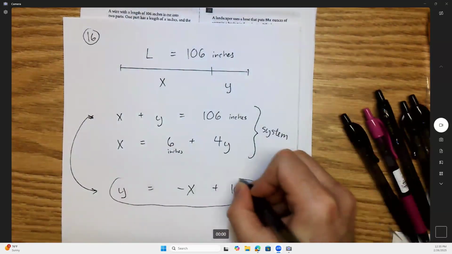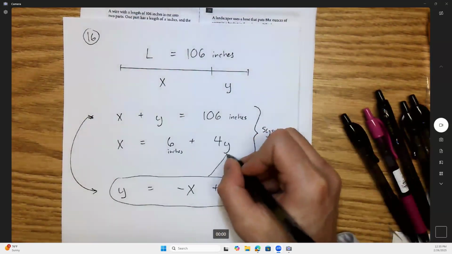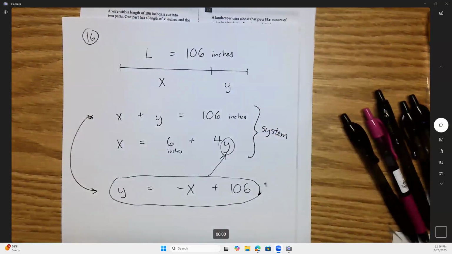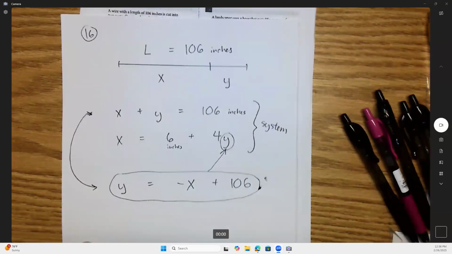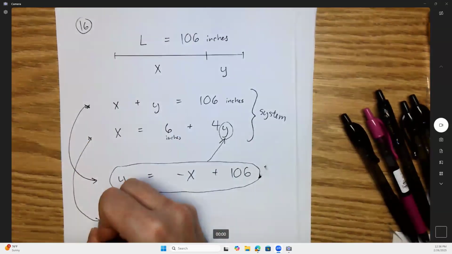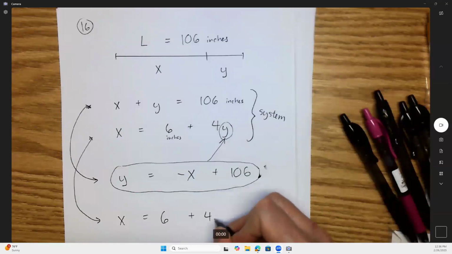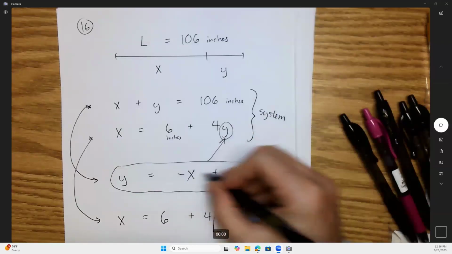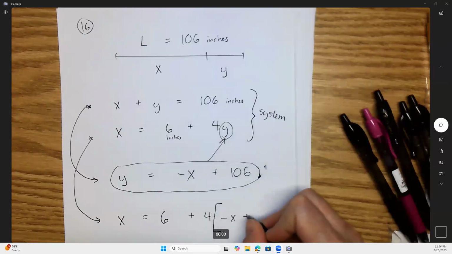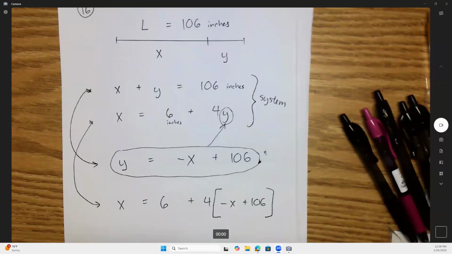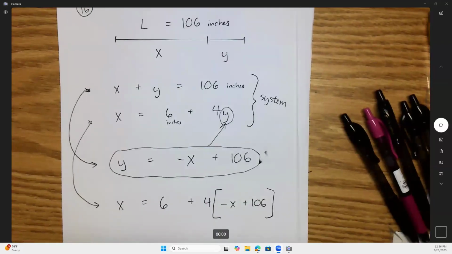Then I can take that expression and substitute it into this y right here. Hence, the y will go away, and I can solve for x. Okay, so let's bring this down. Now I got x equals 6 plus 4 times, but instead of y, I'm going to write out this right here: negative x plus 106. Is that okay? Are we good? If you have any question, let me know.